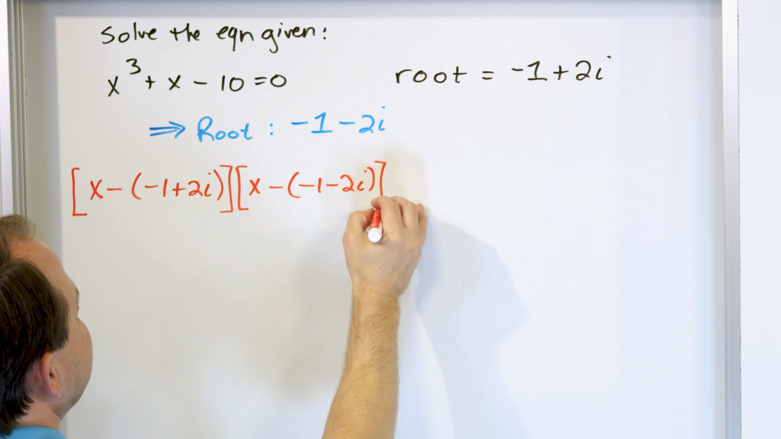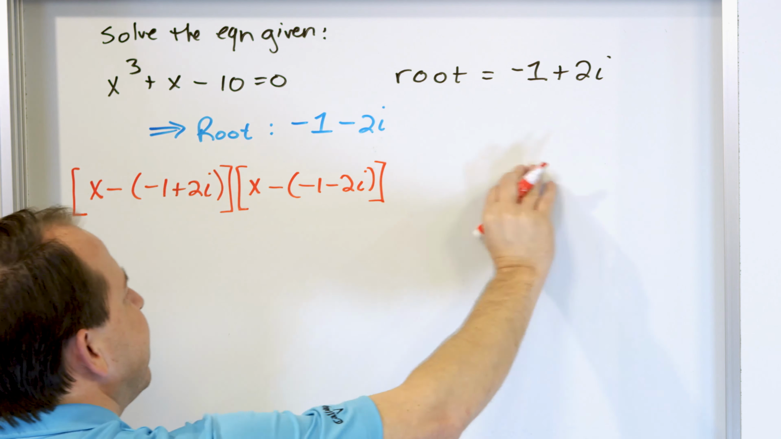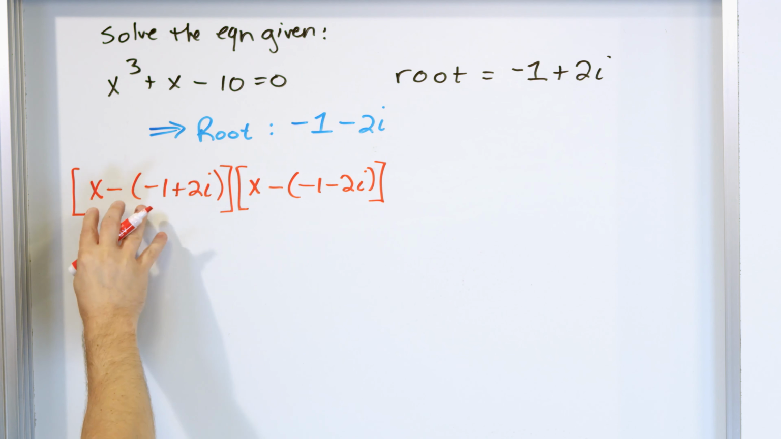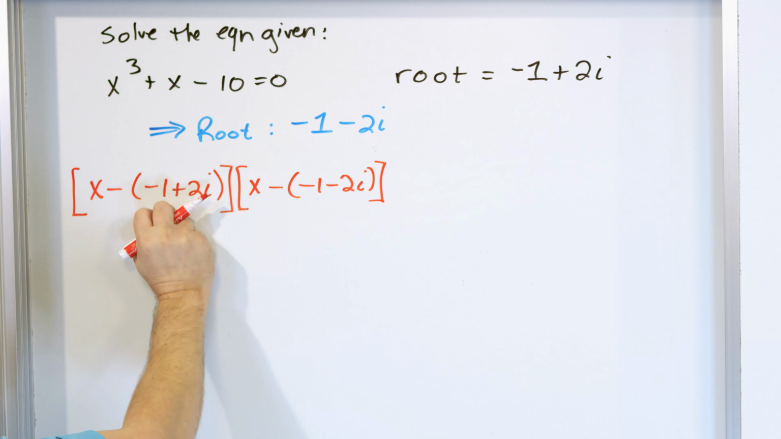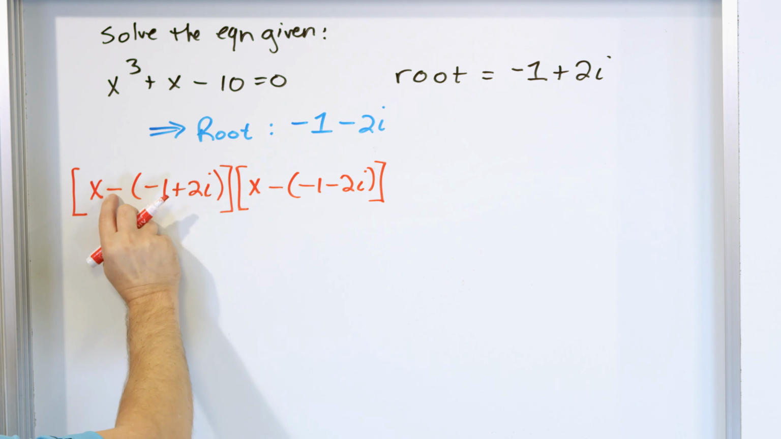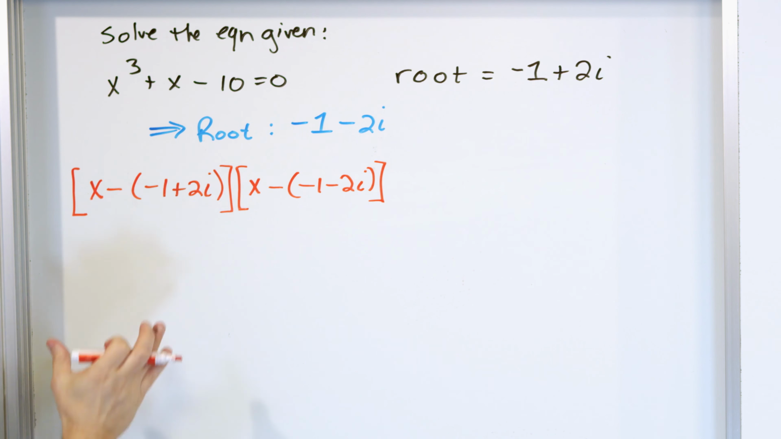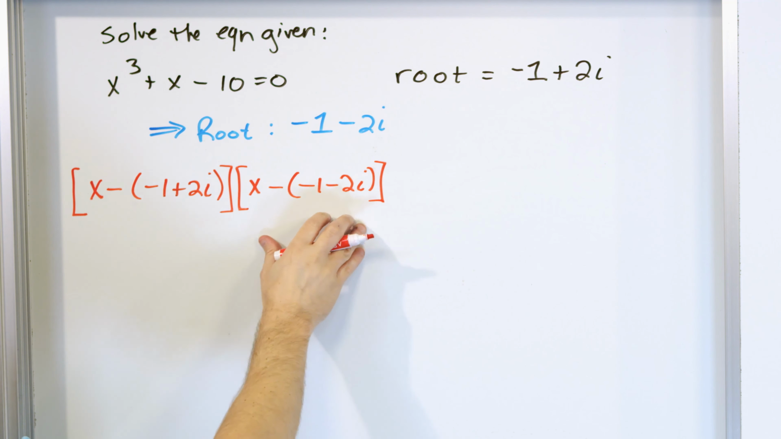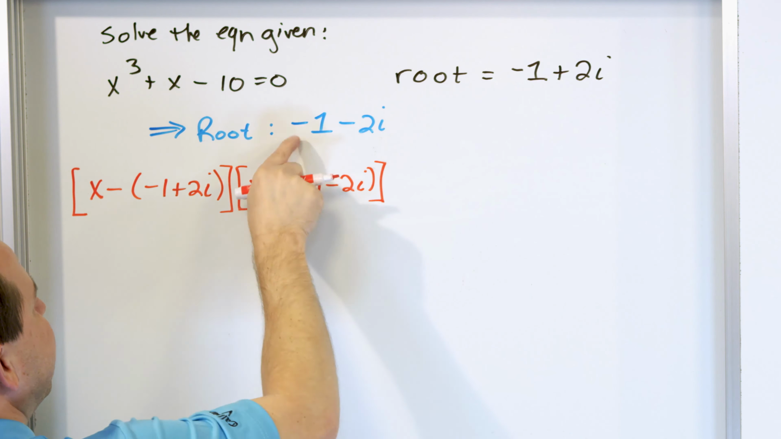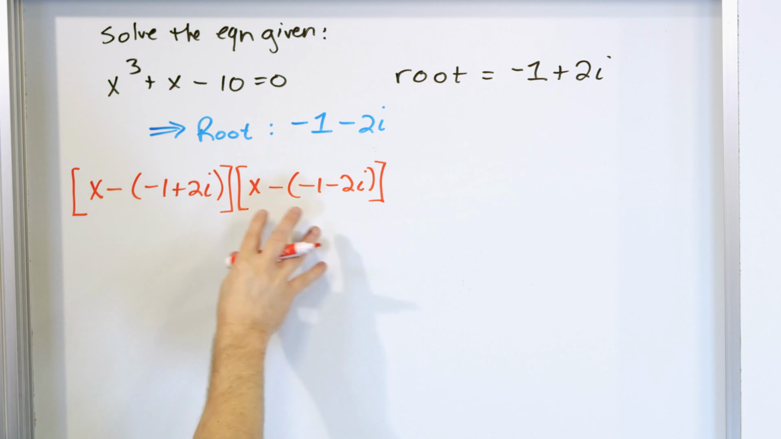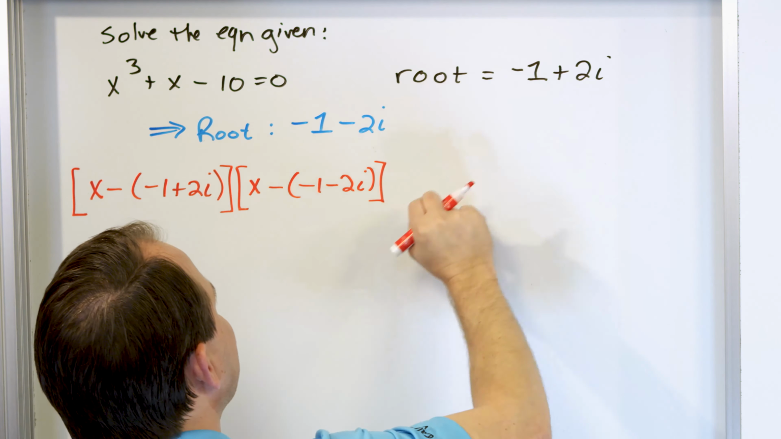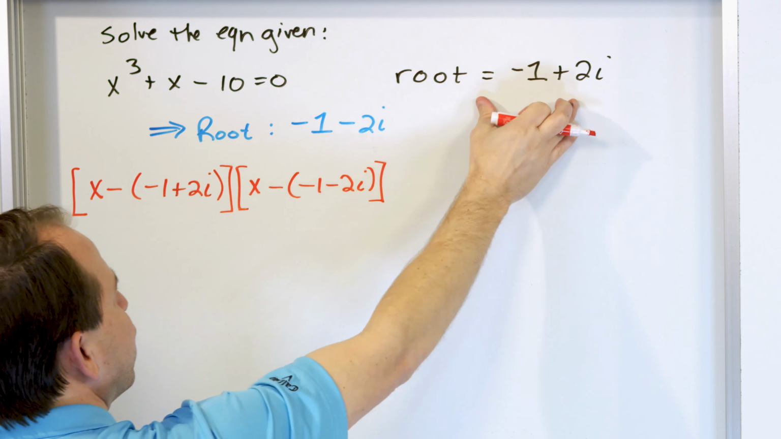Now, why am I writing it in this weird way? Well, because if I set this thing equal to 0, I know that there's some other factor here I don't know yet. But this factor, if I were to set it equal to 0, I'd add this imaginary number to the other side, and I would get back to this root. If I set this one equal to 0, then I would add and get this back as a root. So I know that this is the right way to write it. The factors that come from roots are of the form x minus the root.